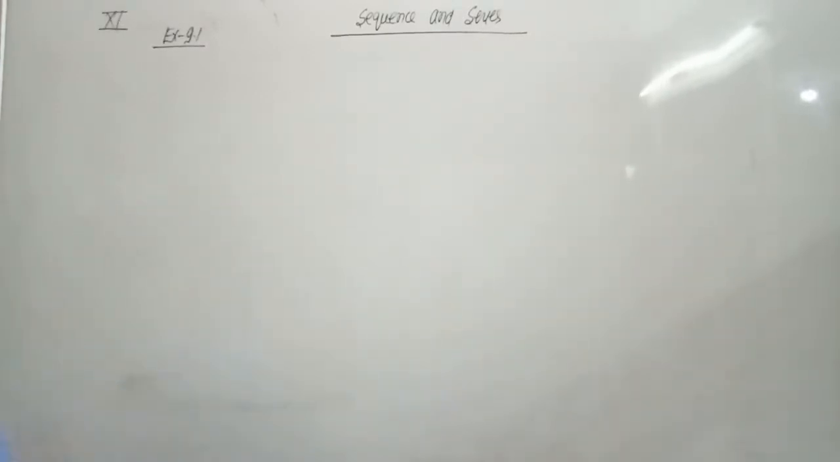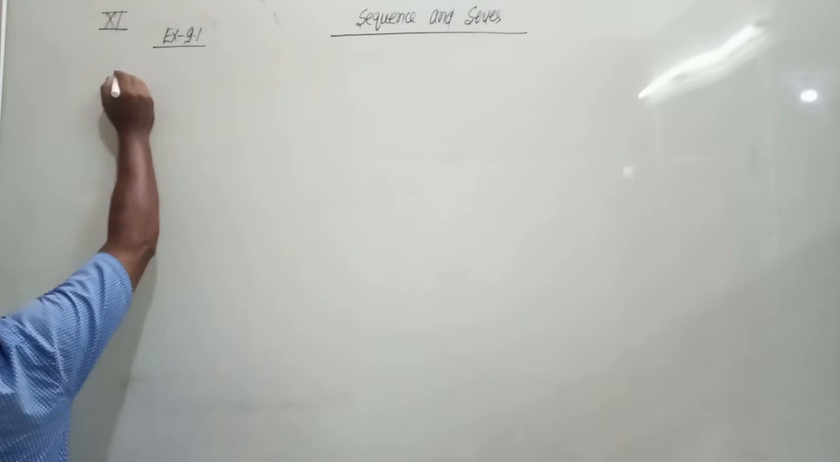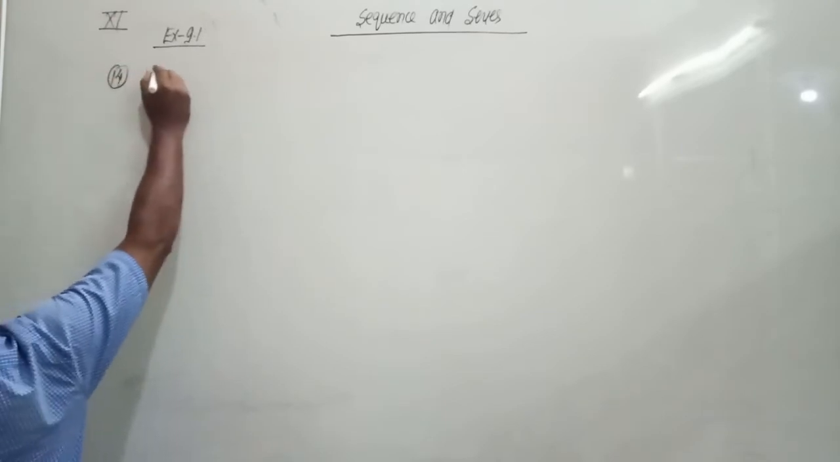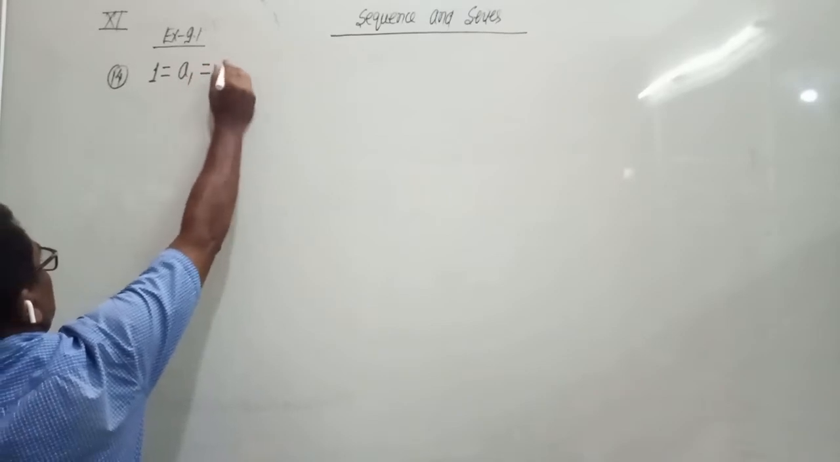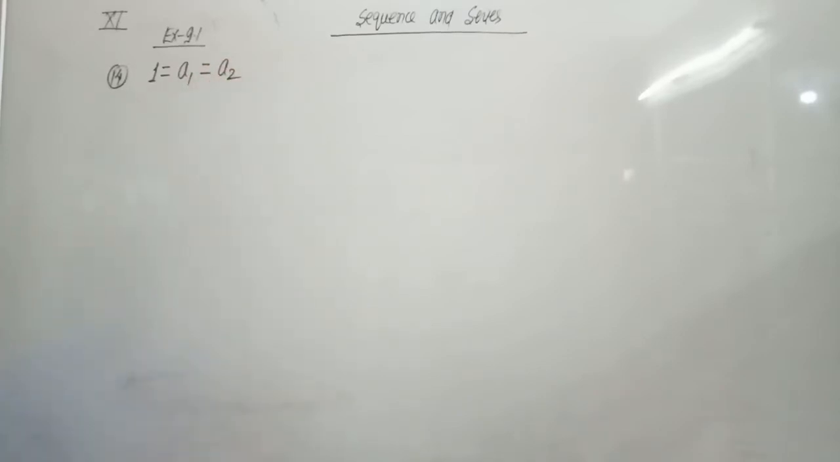Now the next question, question number 14. The sequence is defined by 1 equals a1 equals a2. The value of a1 is 1 and the value of a2 is also 1.